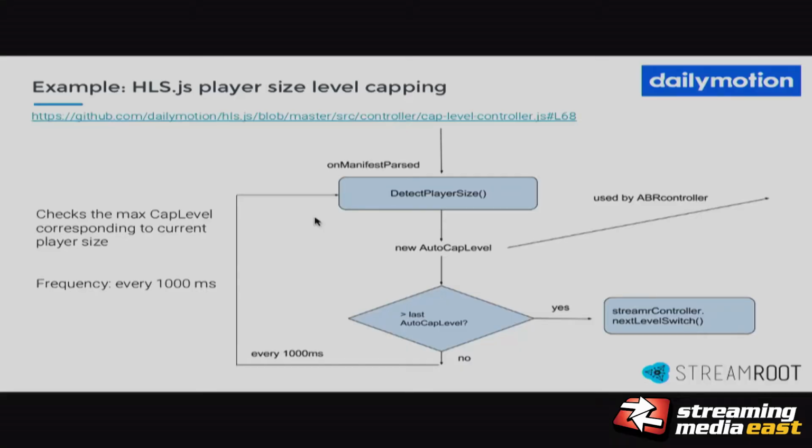The first rule is the player size level capping rule. What it does is that every second, HLS.js will check the size of the player and compare it with the bitrates in the playlist. And if a bitrate is bigger than the actual size of the player that is displayed, it is removed from the list of available bitrates for the adaptive bitrate algorithm. And of course, this check is dynamic. So if you go, for example, into full screen, the check will see it, and it will move the higher bitrates back into the available list of bitrates.